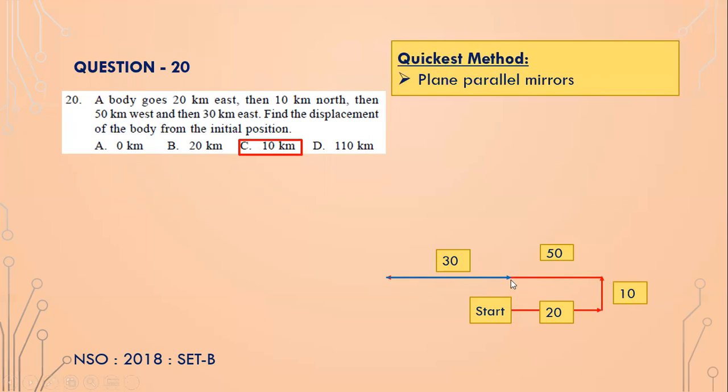So the body is exactly on the north side. How much on the north side? 10 kilometers on the north. So displacement is 10 kilometers from the original position.